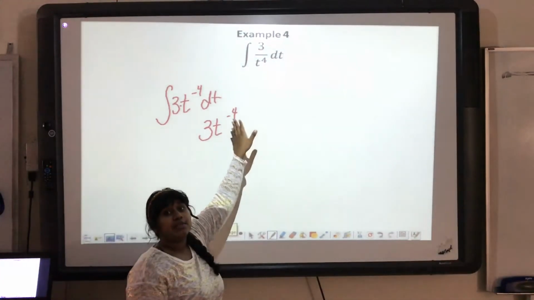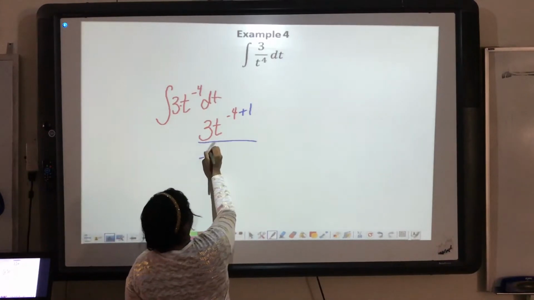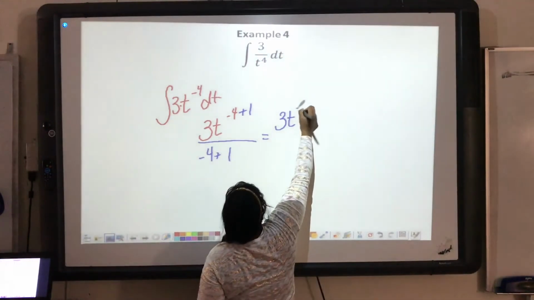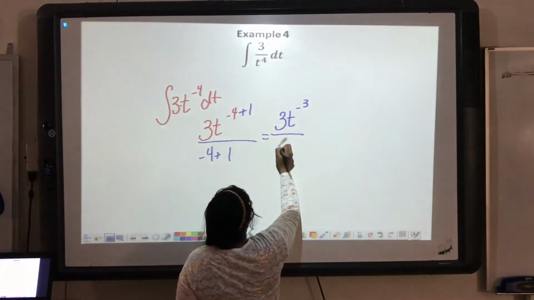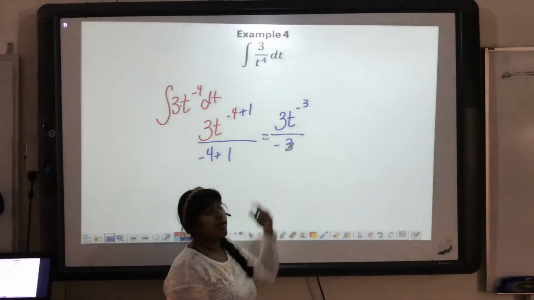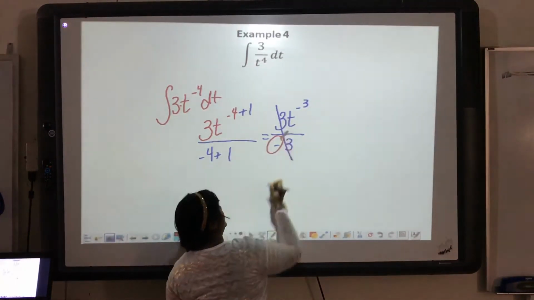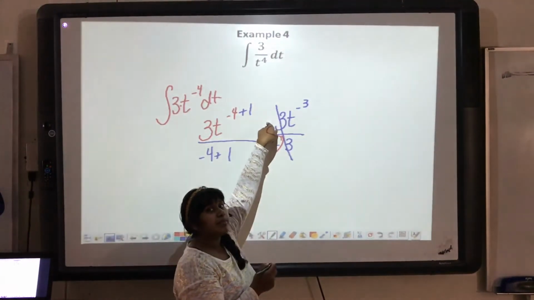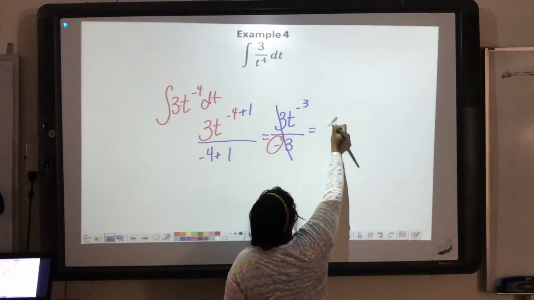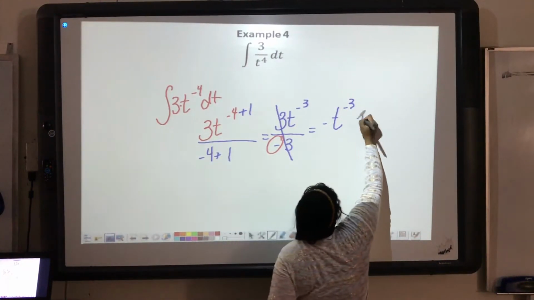The first step we want to do is add 1 to our exponent. So we do plus 1 all over my new exponent. This becomes 3t to the -3 all over -3. Hey, guess what? I can simplify right there. I can cancel out my 3's. But I want to make note, do not cancel your negative. This was not a -3 up top, so it's not going to cancel the negative. I have to drag this negative back up top. So my answer is going to be -t to the -3 plus c.